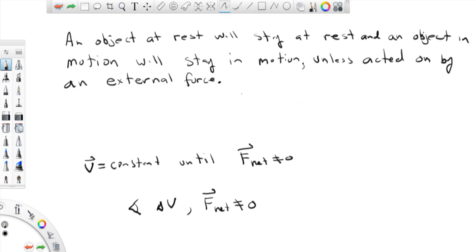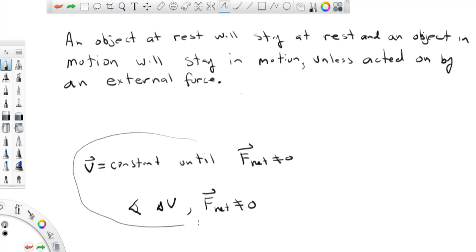An object at rest will stay at rest, and an object in motion will stay in motion unless acted upon by an external force. Give or take a couple words, that's how I usually see Newton's first law of motion stated in a lot of physics texts. I like to state it like this.